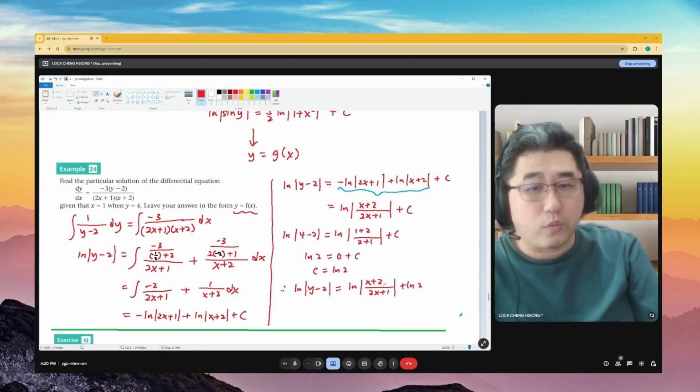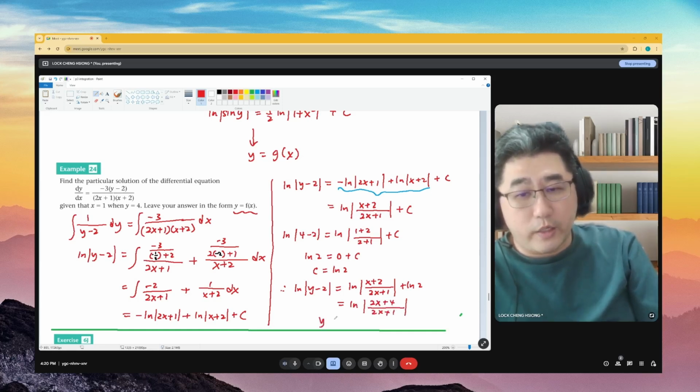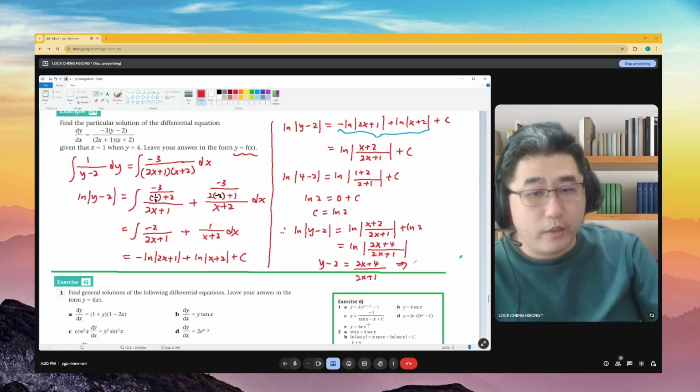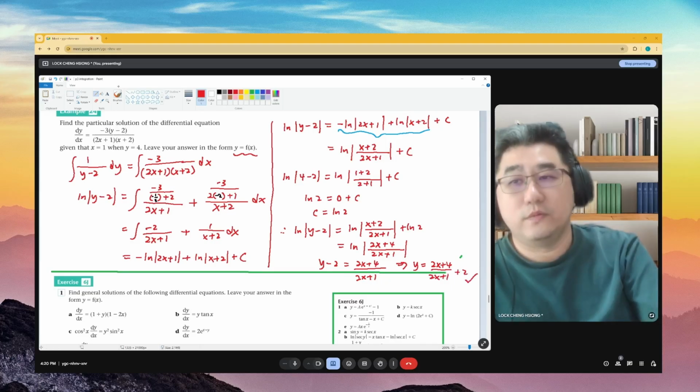The question wants us to rearrange it into the y form. Okay, so I have a ln of (2x plus 4) over (2x plus 1). So I have y minus 2 equals (2x plus 4) over (2x plus 1). Okay, I have my y equals (2x plus 4) over (2x plus 1) plus 2 as a result.